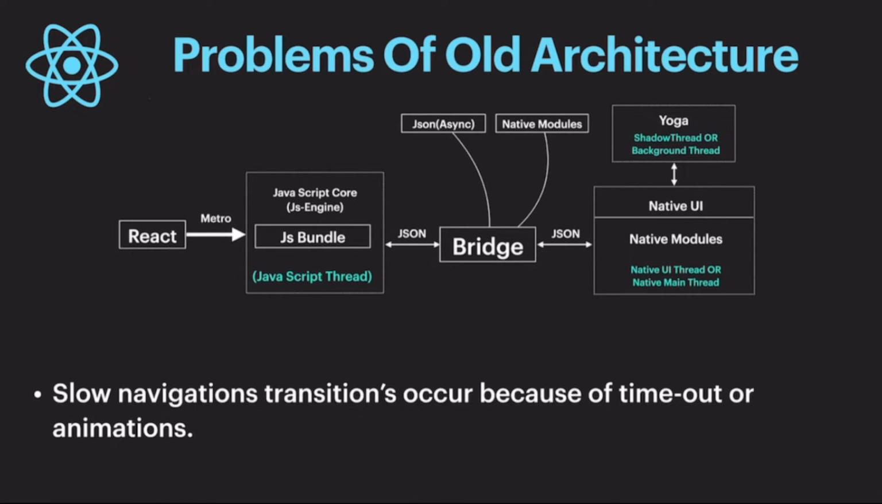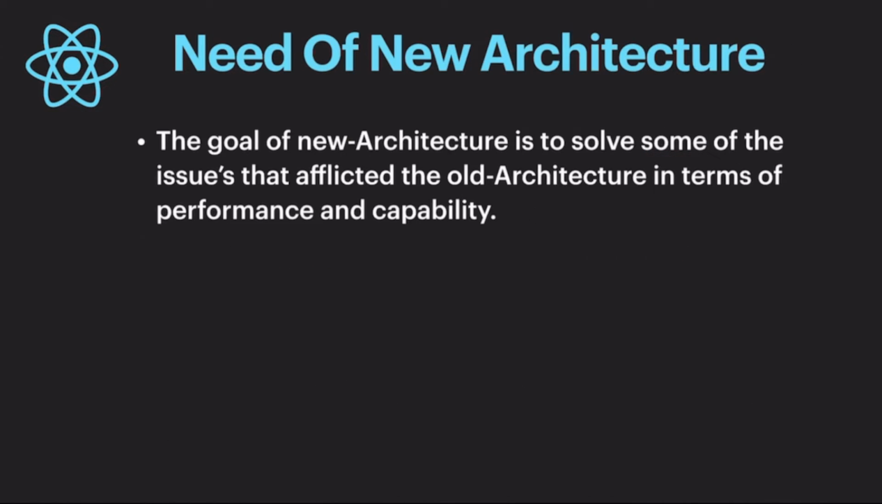Slow navigation transitions occur because of timeouts or animation. So it is also another problem of the old architecture, because navigation also does not work according to our expectation. The goal of the new architecture is to solve some of the issues that afflicted the old architecture in terms of performance and capability. So to improve the performance and capability of the old architecture, we use the new architecture.